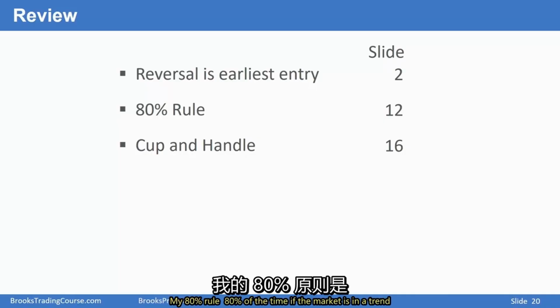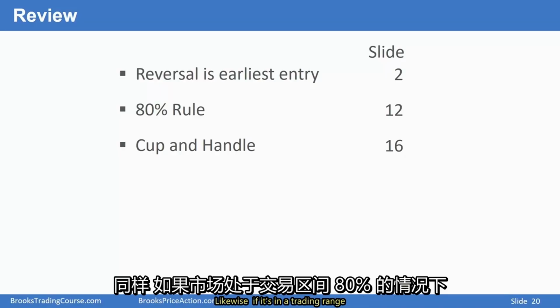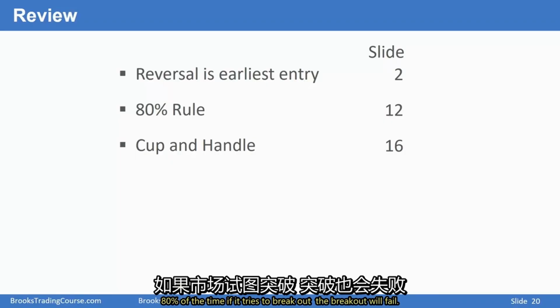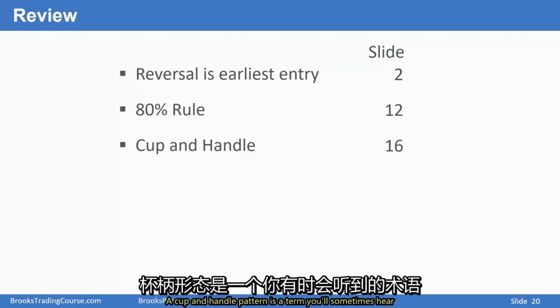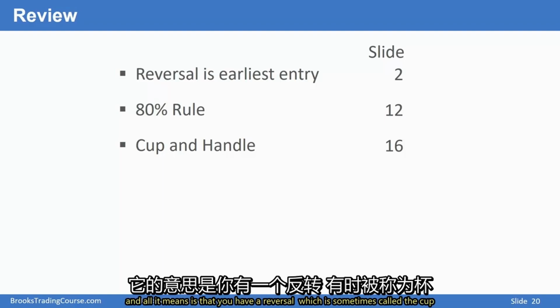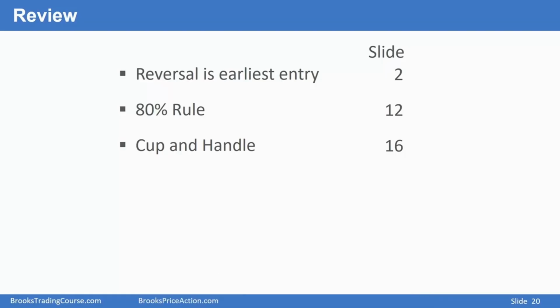My 80% rule, 80% of the time, if the market is in a trend and is trying to reverse, the reversal will fail. Likewise, if it's in a trading range, 80% of the time, if it tries to break out, the breakout will fail. And finally, I talked about a cup and handle pattern. A cup and handle pattern is a term you'll sometimes hear, and all it means is that you have a reversal, which is sometimes called the cup, and then a pullback from the reversal, which is sometimes called the handle.